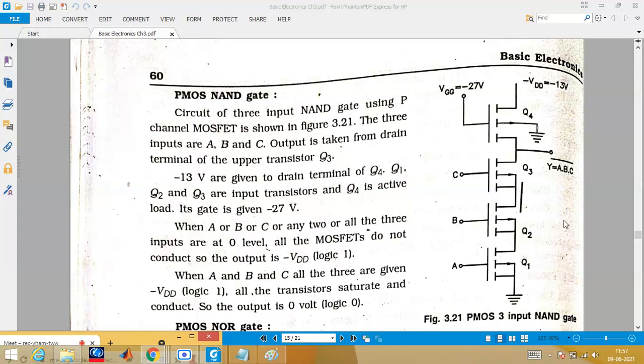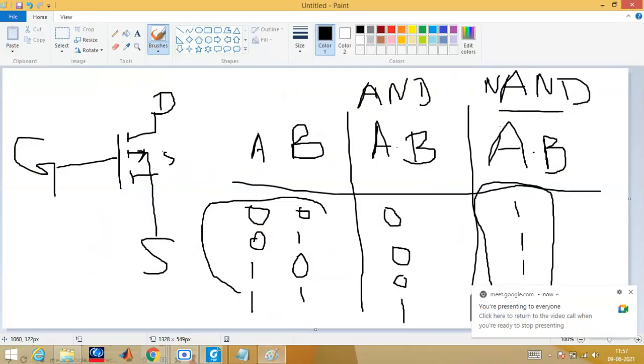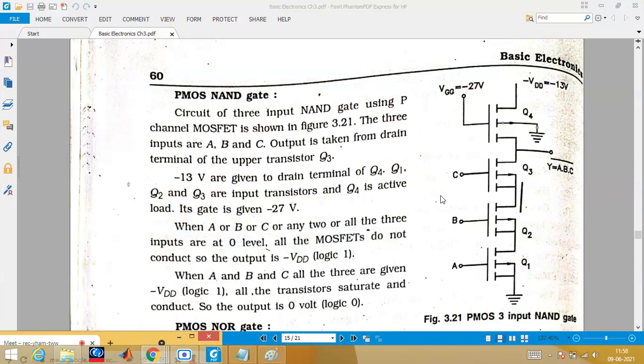It's up to you. Just now I showed you the truth table. So here A dot B, the whole bar. It's a 3 input, so you will get A dot B dot C, the whole bar. If it's 4, A dot B dot C dot D, the whole bar, based upon the number of inputs. So the design and construction are very simple. The drain of one and the source of the second one will be connected, and similarly here also.